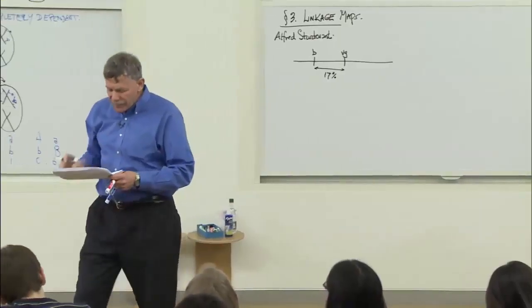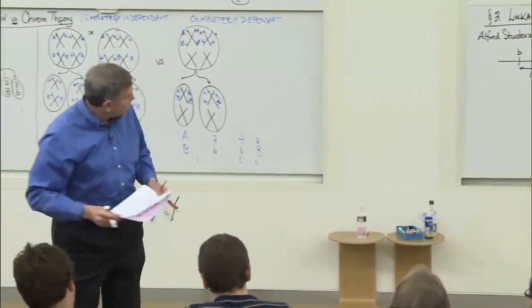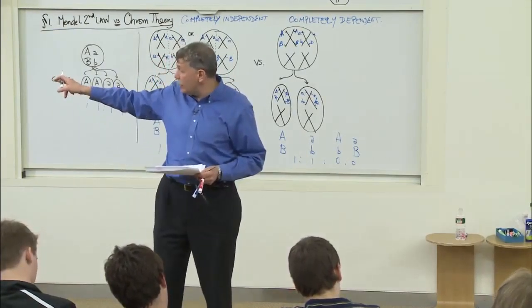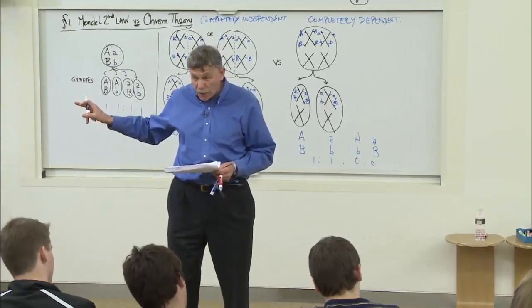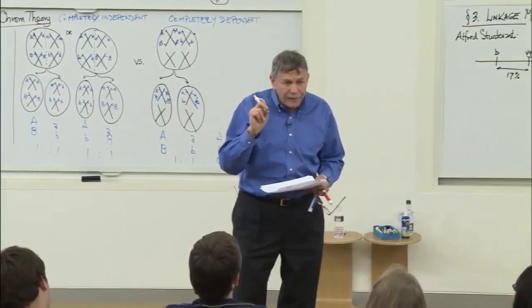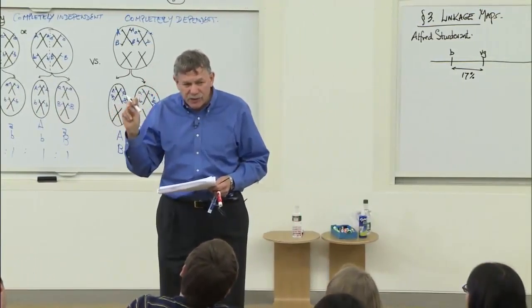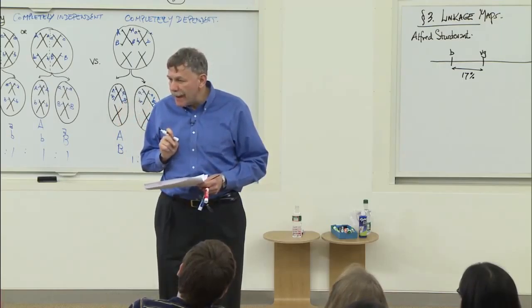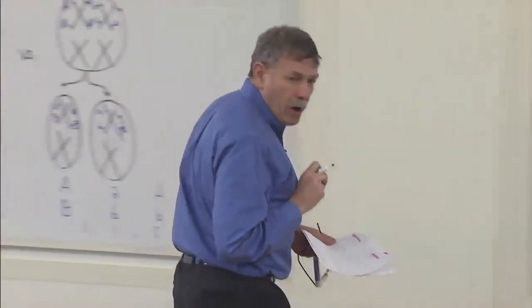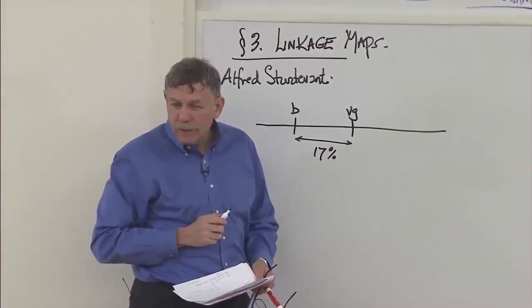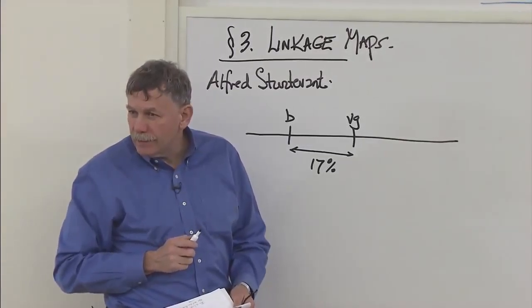Now he goes to some other piece of data in the lab and he says, oh yeah, someone did a cross with vestigial and that eye color thing I showed you over there, cinnabar, an eye color mutant. And what they found was that vestigial and cinnabar had 8% recombination frequency. He said, where should I put it on the map? Cinnabar is 8% away from vestigial. Where should it go on the map? Depends which side it's on.